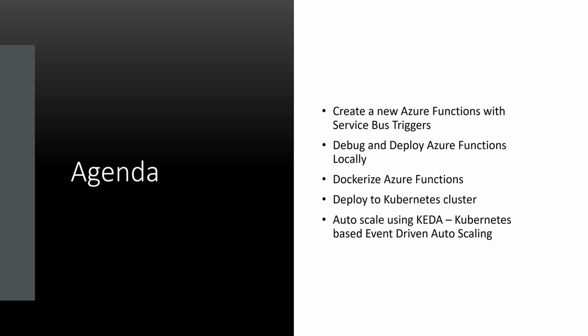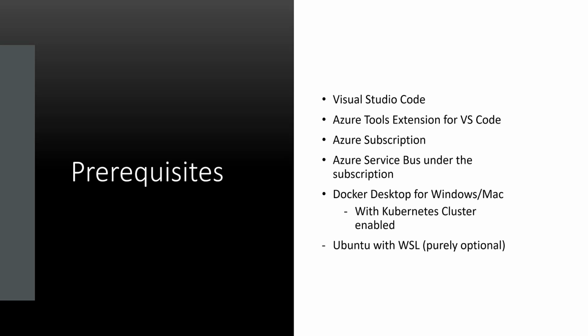So if you want to follow along with me in this video, you need to install a specific set of tools, which is what I've listed down here. The primary code editor we would use is Visual Studio Code. Visual Studio Code has a lot of extensions. The extension which is of interest for this particular session is the Azure Tools extension, and you also need to have an Azure subscription so that you would be able to create a service bus on the Azure portal. And you need to have Docker Desktop installed on either your Mac or Windows machine, and ensure you have enabled the Kubernetes cluster which is available in it. Or you can also install Minikube if you want to use that as a local Kubernetes cluster.